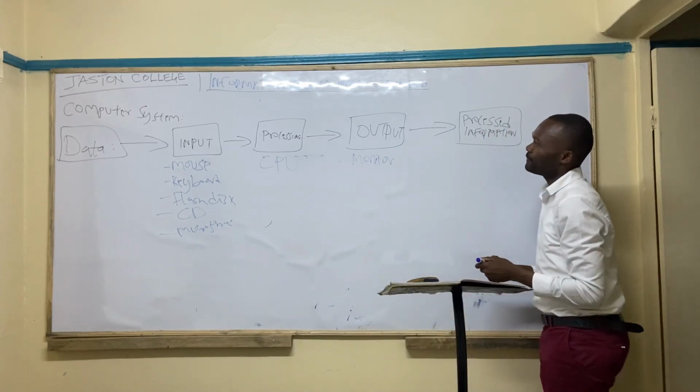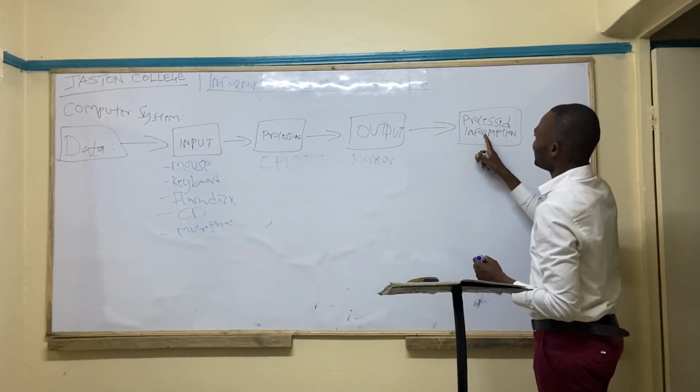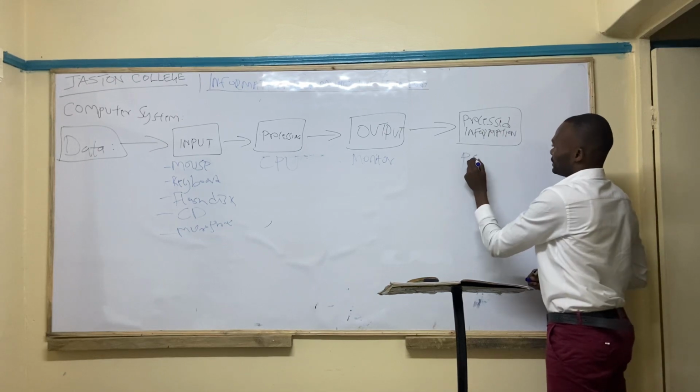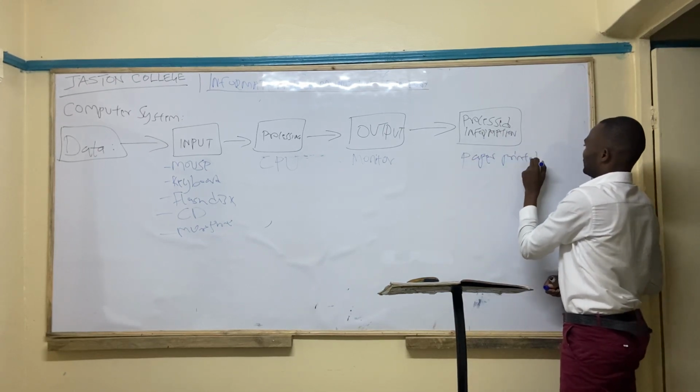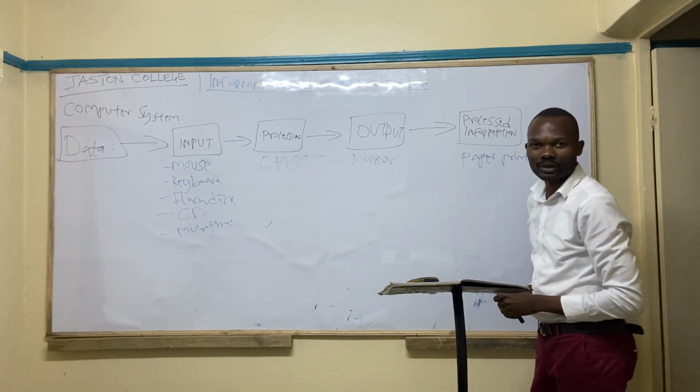We can also have what we call the processed information. We can have papers that have been printed. That's one.